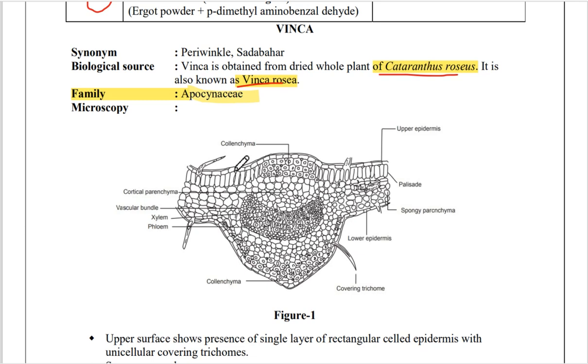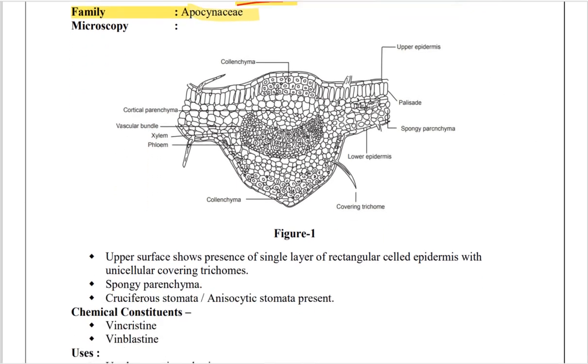You can just draw a schematic representation where you show the epidermis and the palisade cells, then the lower epidermis, the covering trichome, and above the epidermis some collenchyma. Then obviously you will have xylem and phloem. You can show the vascular bundle near the xylem and phloem. So these are the three important things you can show in the schematic representation.